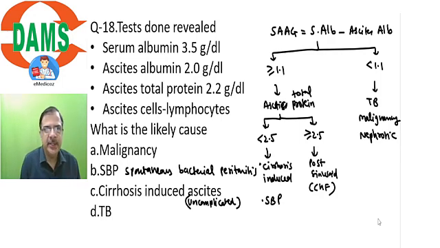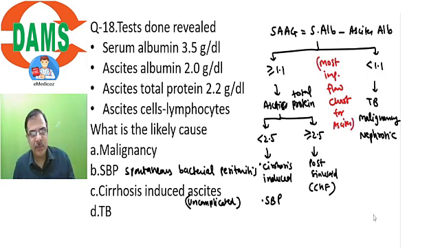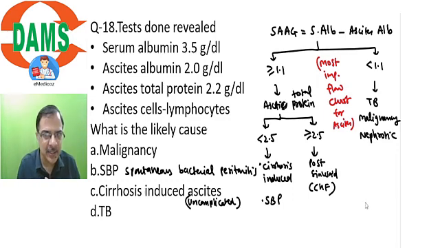So this is the most important flow chart for ascites analysis. Very simple flow chart, 2-3 steps only, but all the questions will be solved from this flow chart. So let's apply it in our clinical case.